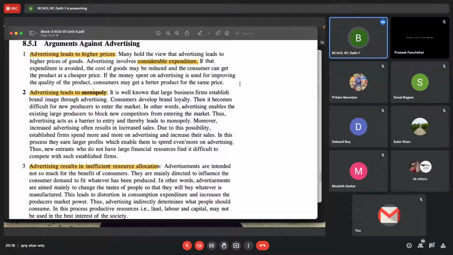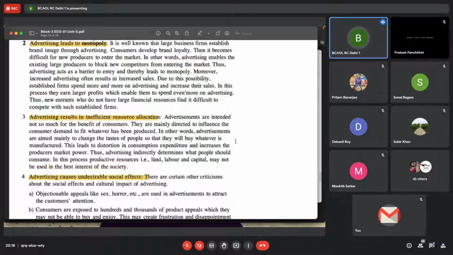Second, it says that it leads to monopoly. How? When you are advertising so much, people look at the advertisements and buy your products. Eventually they get addicted to your products, so in a way you create a monopoly. Monopoly is where there is one seller and many buyers. When you are advertising, customers keep buying your product. They become loyal to your product, and that is how a monopoly is created.